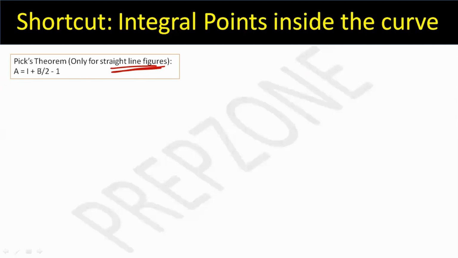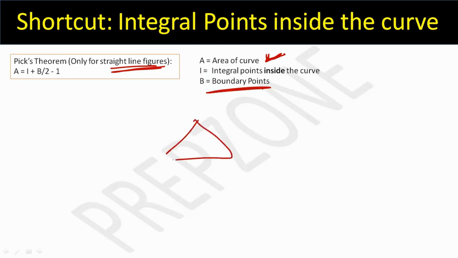A is equal to I plus B by 2 minus 1. Okay. What is A? A is basically the area of the curve. What is B? B is the boundary points of the curve. अगर कुछ ऐसा ग्राफ बनता है, so इसका area निकालेंगे. That is A. Boundary points will be the points that are lying on this, and I will be the integral points inside the curve.